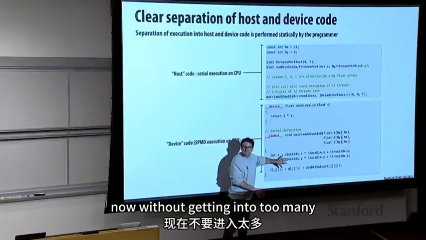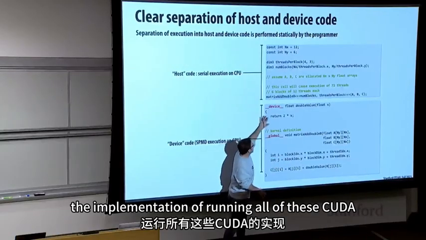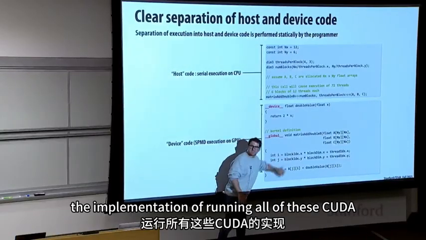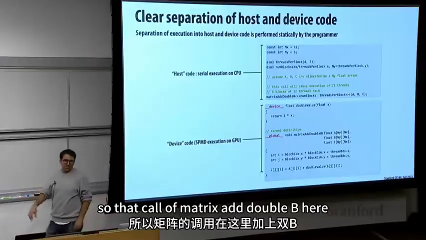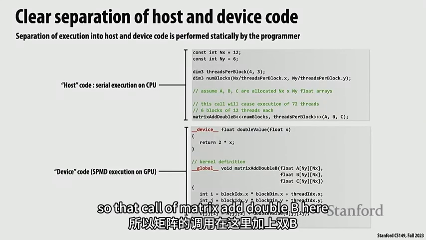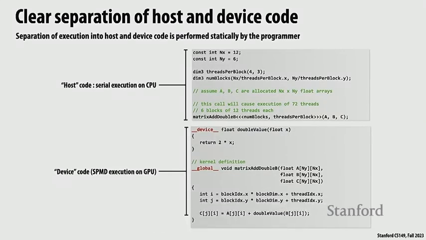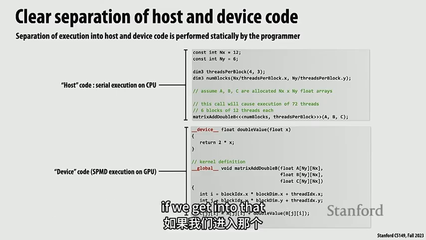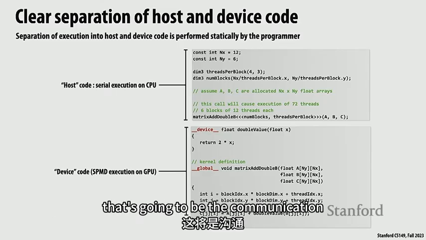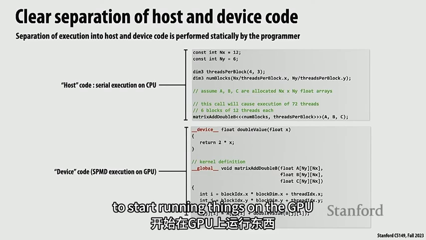Now, without getting into too many implementation details, the implementation of running all of these CUDA threads is actually going to be execution on the GPU. So that call of matrix add double B here is the point at which, in the underlying implementation, if we get into that, that's going to be the communication to start running things on the GPU.